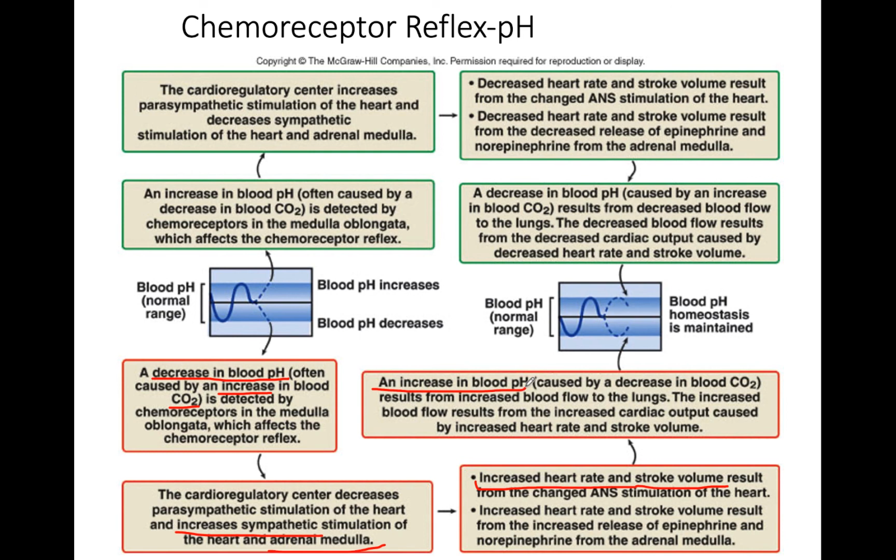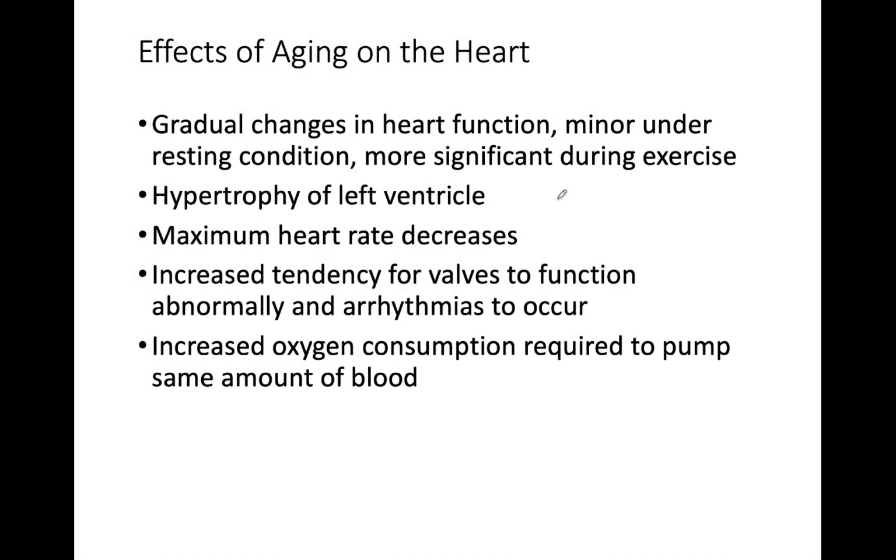So be sure you're going through these two slides, and I'll tell you something. If you know one side of it, you also know the other side of it. Why is that? Well, it's just the opposite. So if this is a decrease in blood pH, this one's going to be an increase in blood pH. If this is increased sympathetic response, this is going to be increased parasympathetic response. Increase heart rate, decrease heart rate. Increase blood pH, decrease blood pH. So if you learn one side of it, you basically already know the other side of it.